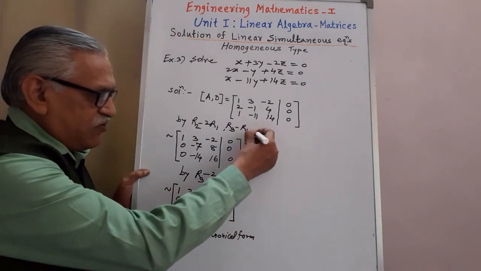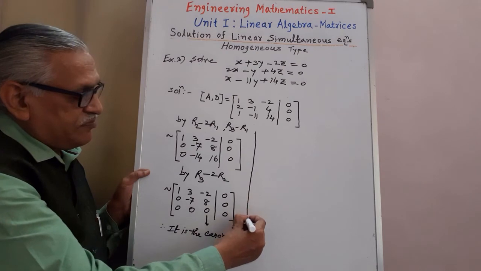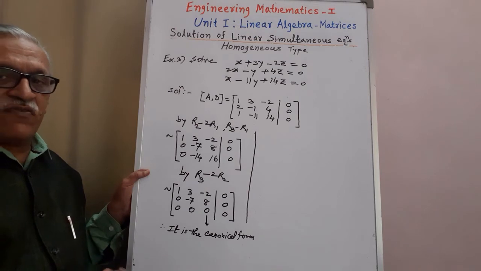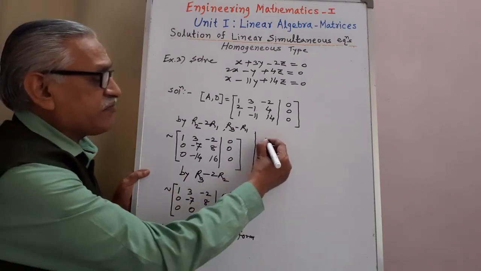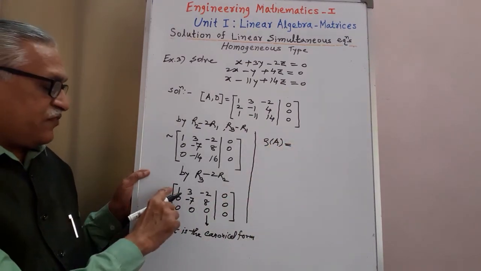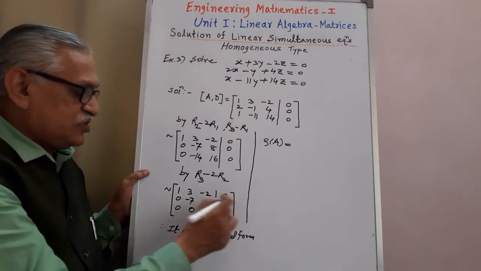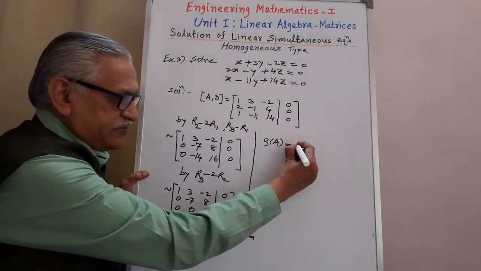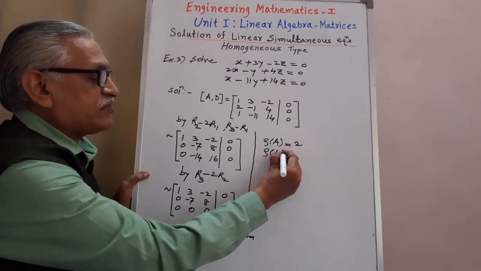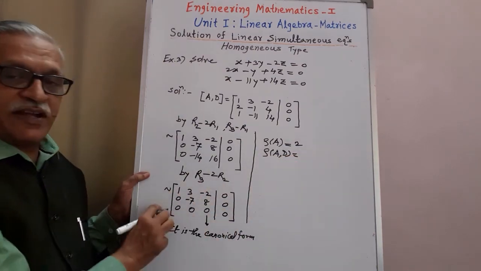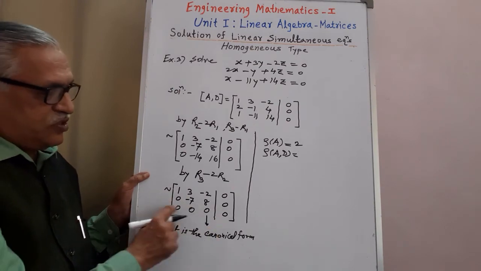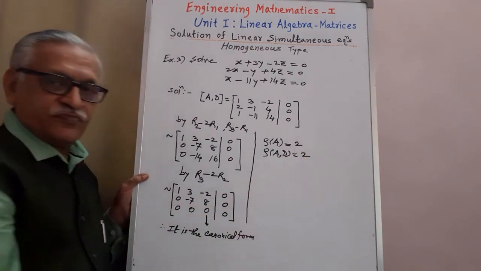And after getting the canonical form, we determine the rank of A and rank of the augmented matrix. The rank of A is the number of non-zero rows. First row non-zero row, second also non-zero row, third is zero row. Therefore, the rank of that matrix is 2. Rank of the augmented matrix, this complete matrix, the AD matrix: first row is non-zero, second also non-zero row, third is zero row. Therefore, rank of this matrix is also 2.